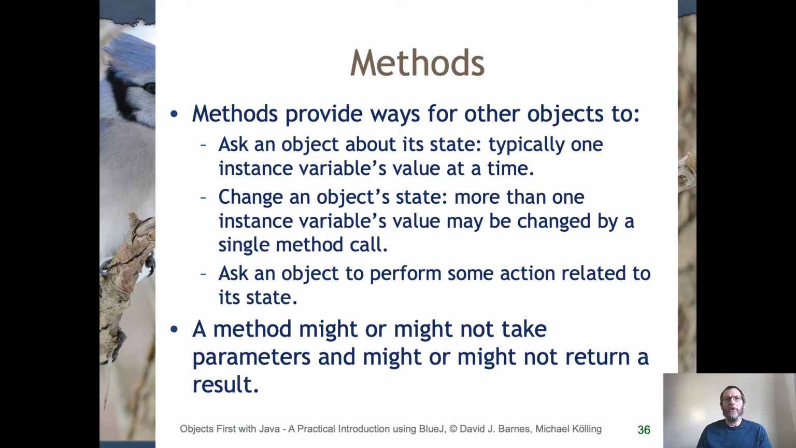A third way in which objects interact is that one object might call a method simply in order to ask another object to do something, for instance, to print a ticket from a ticket machine. One of the things we'll see is that when we define methods, some of the methods we define will take parameters, in other words, receive information as part of the method call, and methods might or might not return results. So they might give an answer to a calling object, or they might simply perform some action and not return any data value to the calling object.